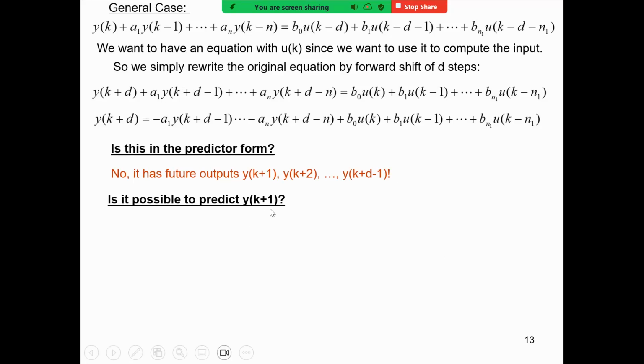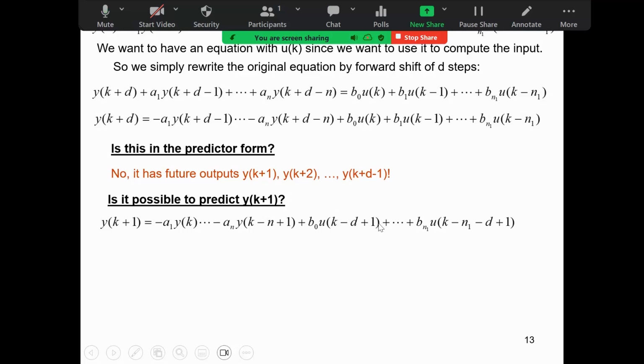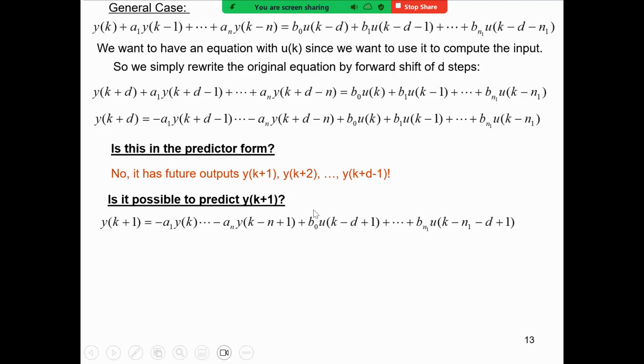Let's deal with them one by one. Let's first look at yk plus one. Probably we just look at the first equation, that will be simpler. Is it possible to predict yk plus one? Look at this equation. Yes or no? If I forward shift this by one, every signal should be available. I forward shift this equation by one, so we have yk plus one. This yk minus one becomes yk, which is the present one. The input signal is just uk minus d plus one. Remember, d is bigger than one, so those are past input signals. All the signals are available. Indeed, we can predict yk plus one.